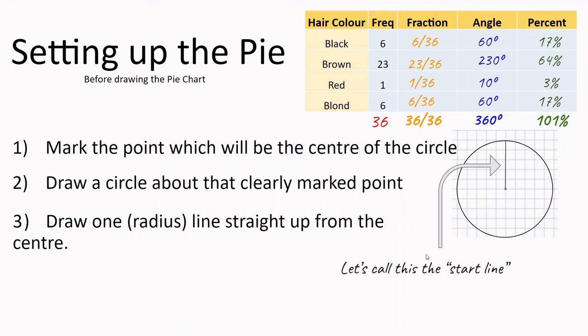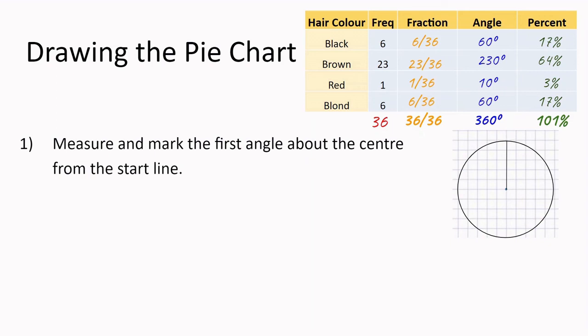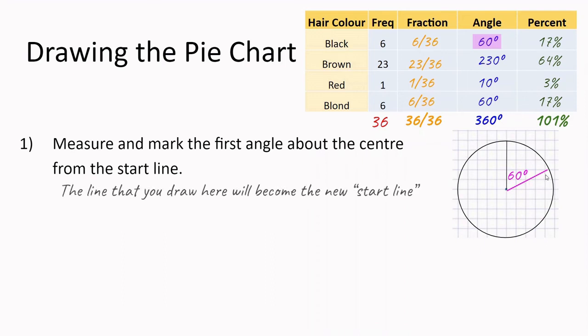From there, I'm going to start drawing my angles. So let's get ready to do that. First, I'm going to measure and mark the first angle about the center from the start line. So if this is my start line and my first angle is the 60-degree angle, I'll place my protractor on this line and I'll measure 60 degrees out. This new line that I've just drawn here in pink is now my new start line.